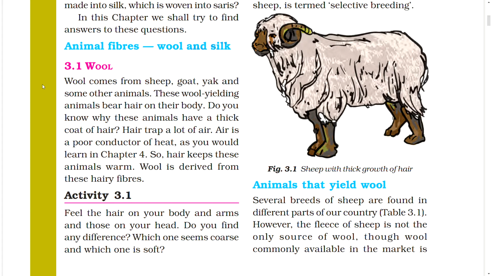Do you know why these animals have a thick coat of hair? Hair traps a lot of air. Air is a poor conductor of heat, as you would learn in chapter 4, so hair keeps these animals warm. Wool is derived from these hairy fibers.